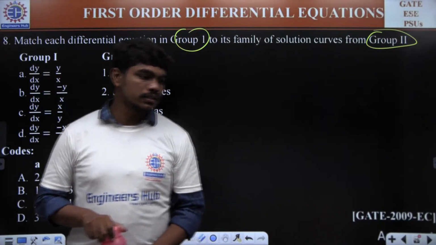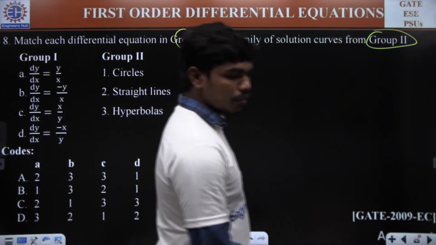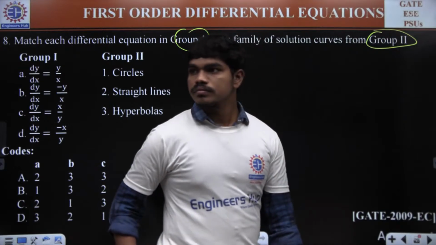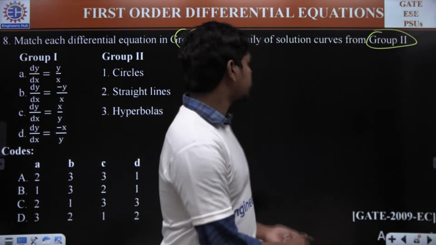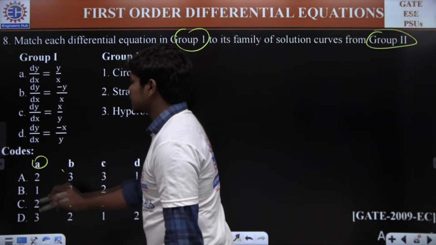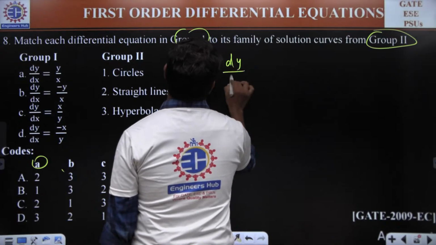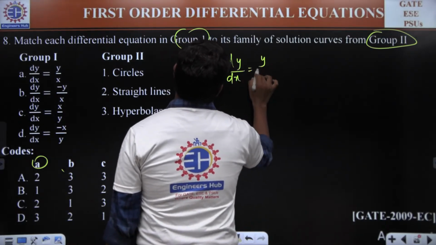To answer this, option A. Okay, so let me check. Let me check the first option. Let us check what is the corresponding family of curve for A. dy by dx is equal to y by x.